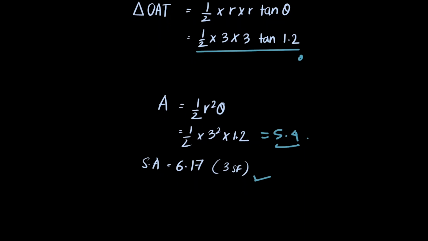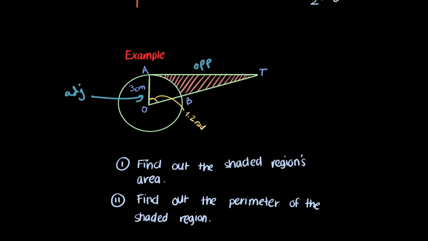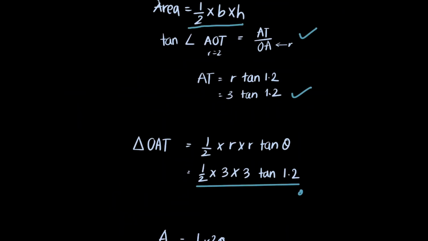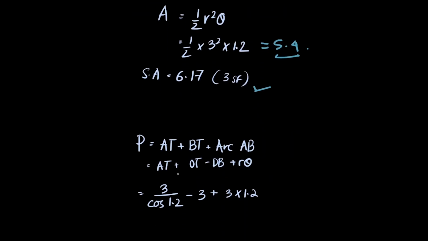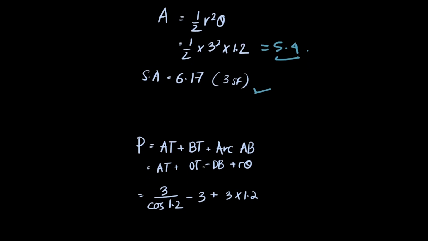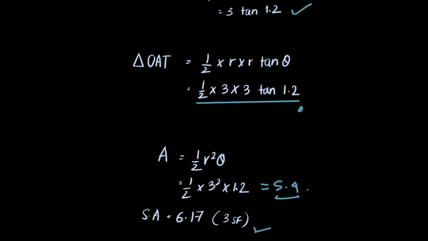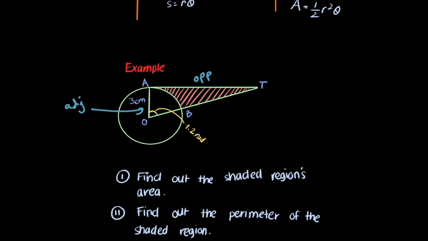All right, what about the perimeter? Well, the perimeter is basically BT plus AT plus the arc AB. We know AT already, right? And we know that BT is actually just OT minus OB, so BT equals OT minus OB, so it's just this part.